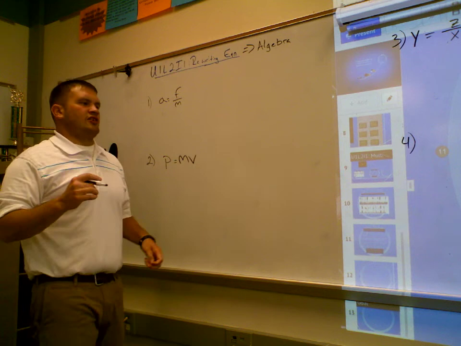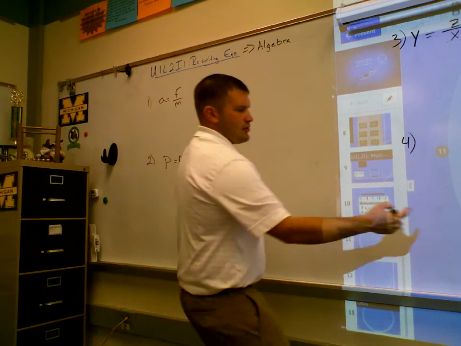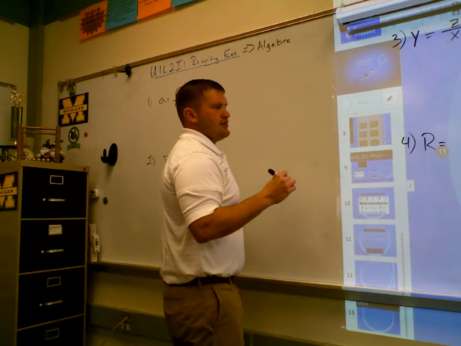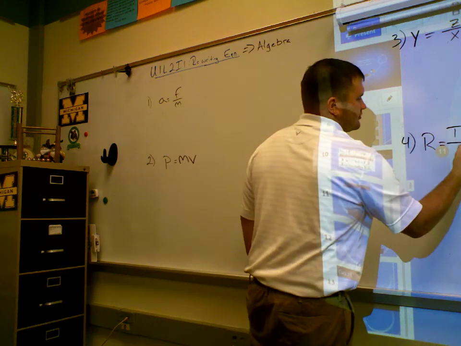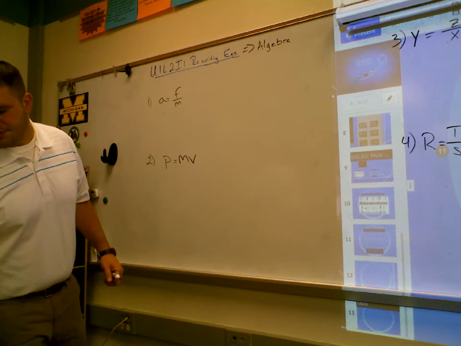And number 4. The variable r is directly related to t and inversely related to s. All right, you need a capital T down there. So we start with r, right? That's directly related to t. So where does t go? On top. And where does s go? On bottom. Does that make sense?